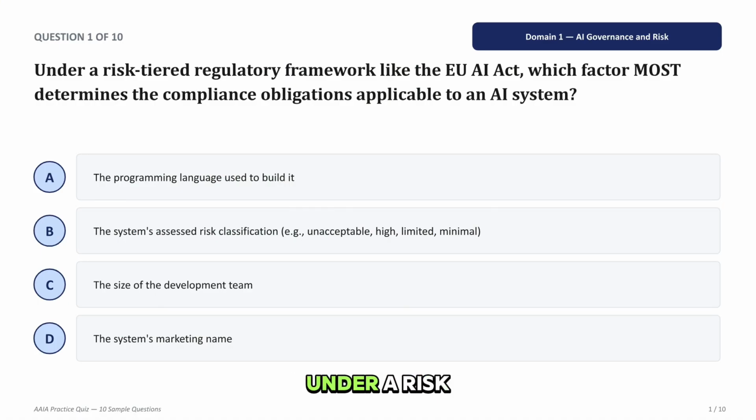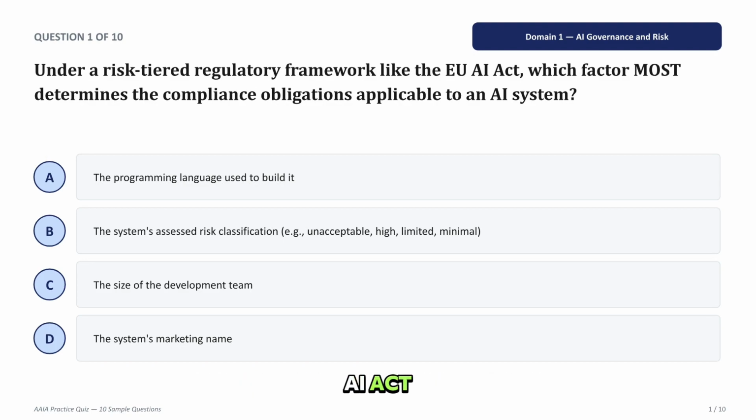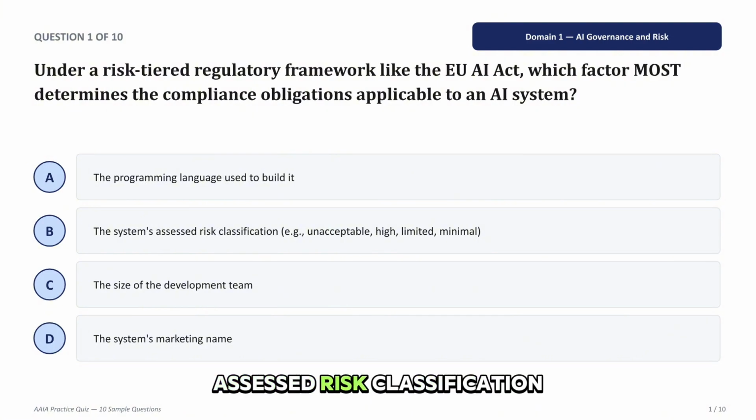First question, under a risk-tiered regulatory framework like the EU AI Act, which factor most determines the compliance obligations applicable to an AI system? A, the programming language used to build it. B, the system's assessed risk classification. C, the size of the development team. D, the system's marketing name.